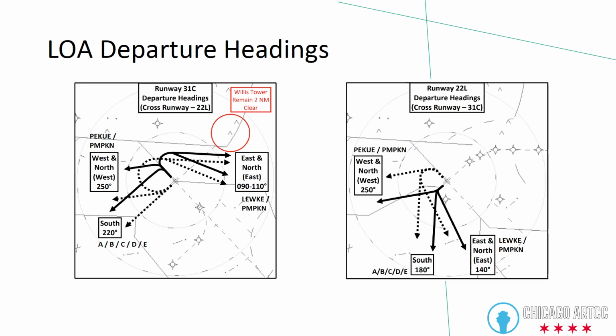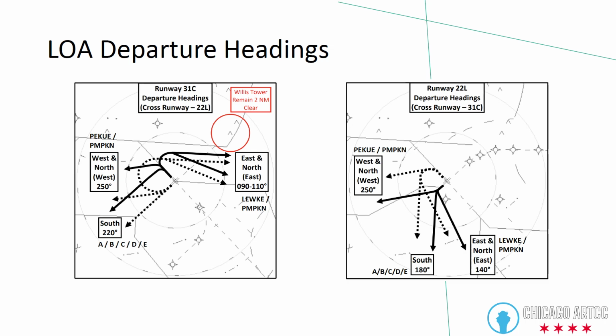We're going to give a 250 heading. Our souths will always get a 220. That's our aircraft going over Aceto, Bacon, Comiskey, Dent, or Earned. Then we have north and east with east in parentheses, going over Lukey or Pumpkin on a 090 to 110 heading. You can see Pumpkin listed twice. The parentheses there, west or east, is the flow of O'Hare.